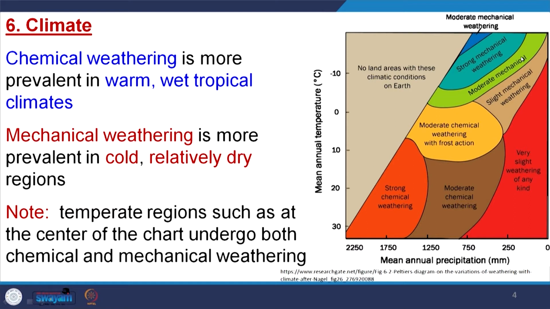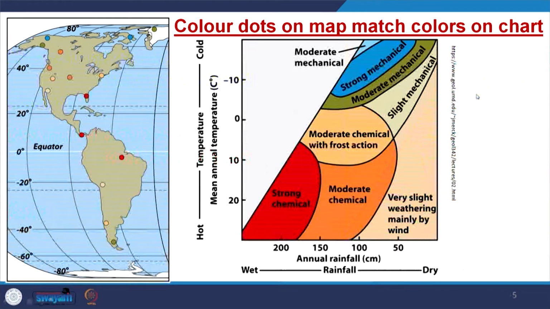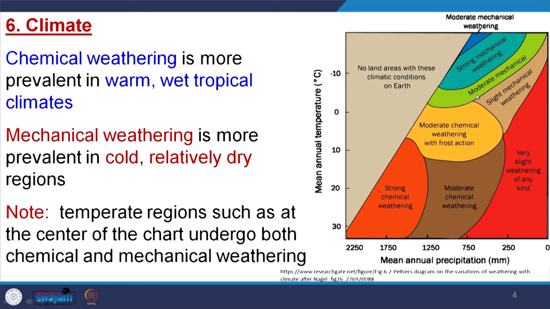Chemical weathering is more prevalent in warm, wet tropical climates. Mechanical weathering is more prevalent in cold, relatively dry regions. Here it is worth noting that temperate regions, such as in the central part of this chart, undergo both chemical as well as mechanical weathering. Here, moderate chemical and moderate mechanical weathering, that means in the central part of this chart, if you see, both chemical and mechanical weathering are prominent.